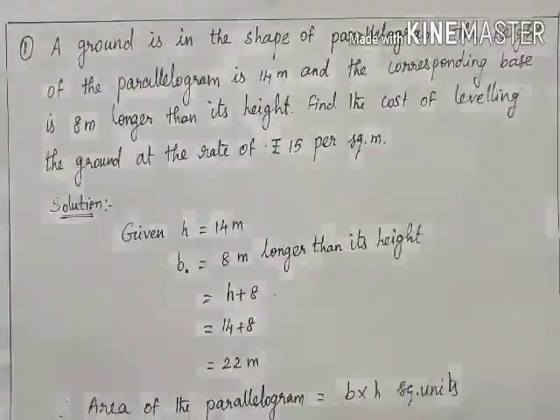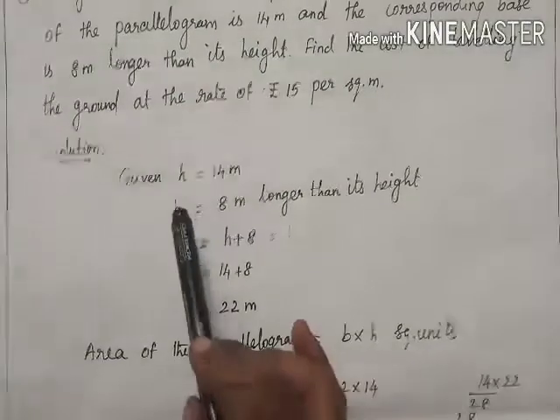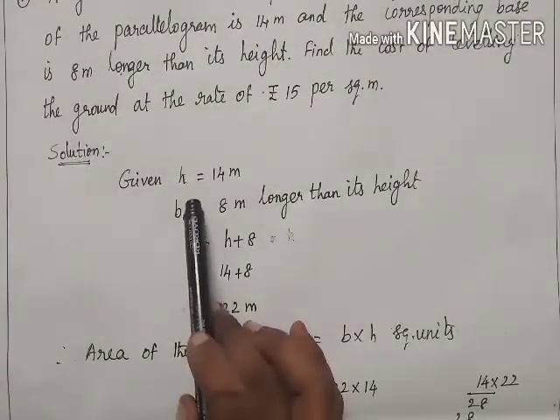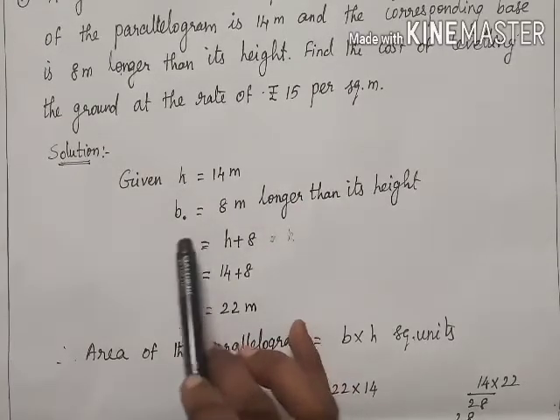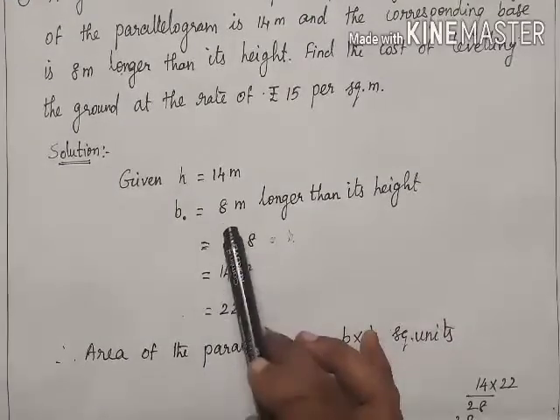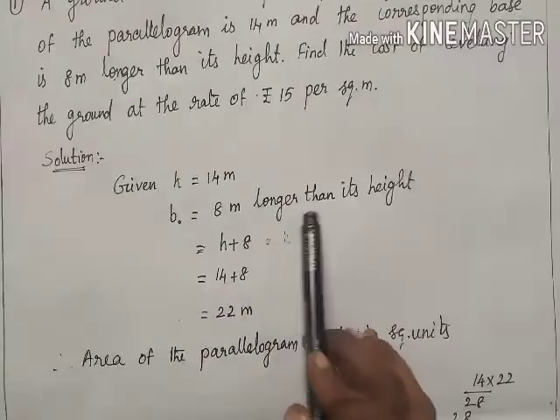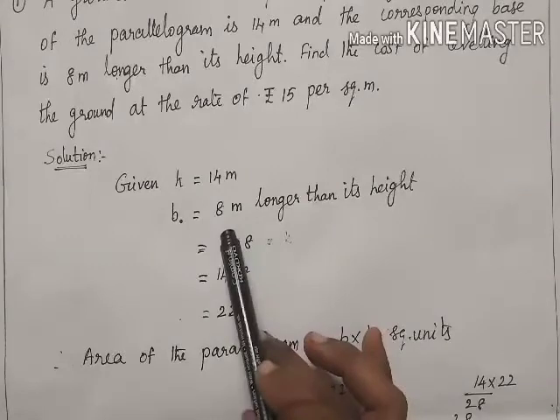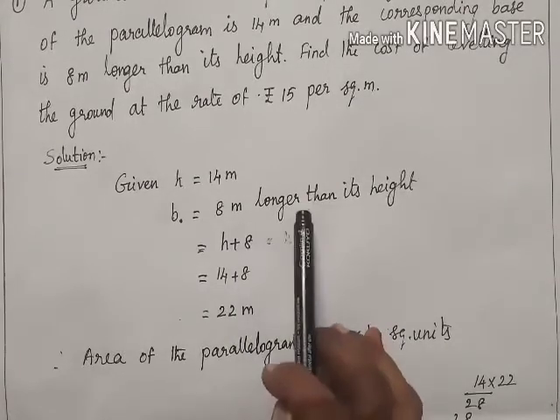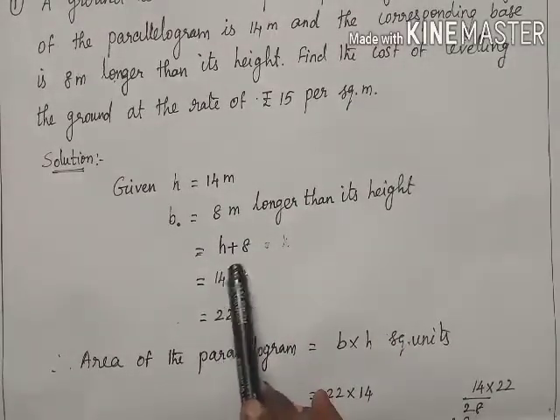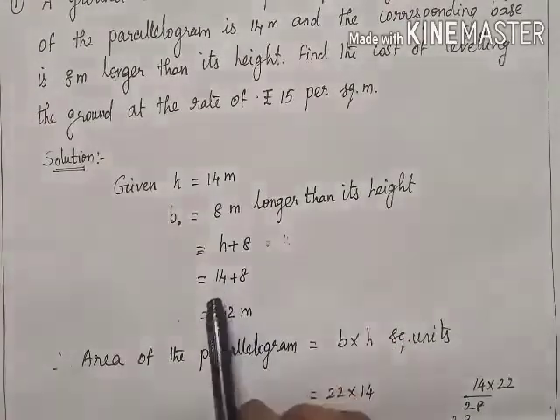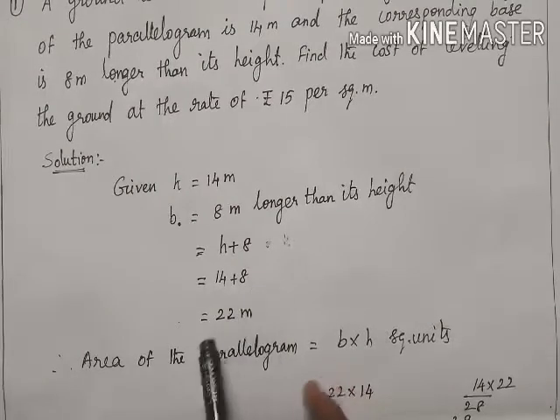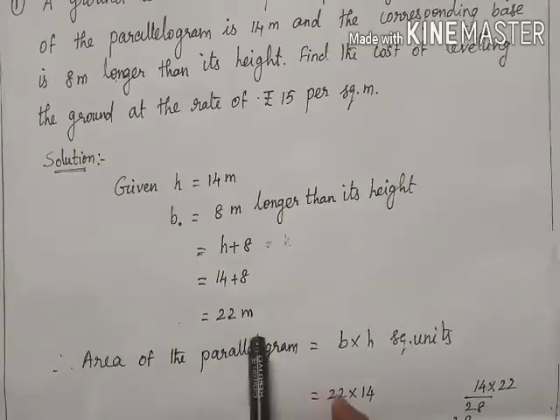Right? Right. Now, the solution. What are the things given in the question? You have to take and write. Given height is equal to 14 meter. Base is equal to, as I already told, 8 meter longer than its height. That means h plus 8. Height is 14, so instead of h, write 14. 14 plus 8 is equal to 22 meter.